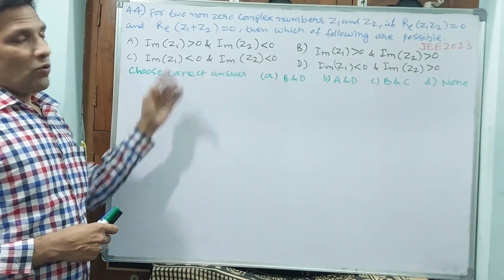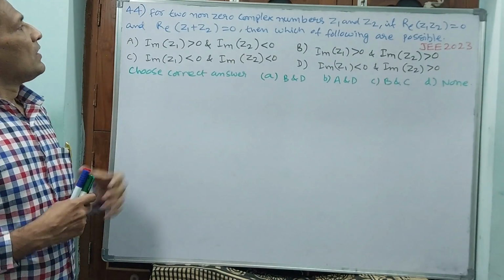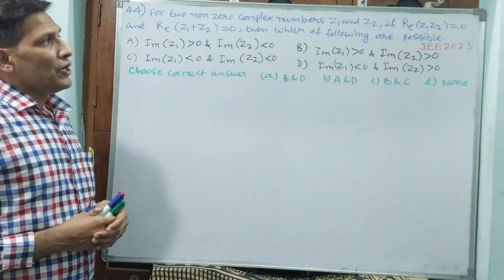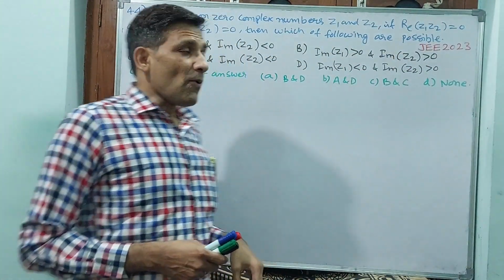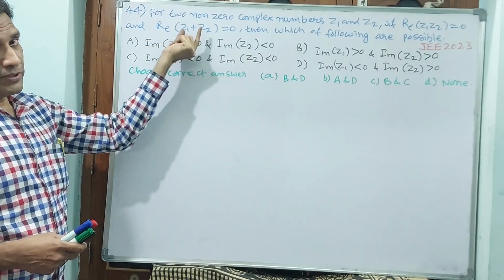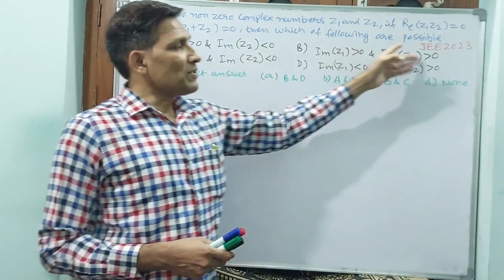Okay. Question number 44, JEE 2023. From two non-zero complex numbers Z1 and Z2, if the real part of Z1 Z2, that means multiplication, is equal to 0, and the real part of Z1 plus Z2, addition of real parts, is equal to 0, both. Then which of the following are possible?